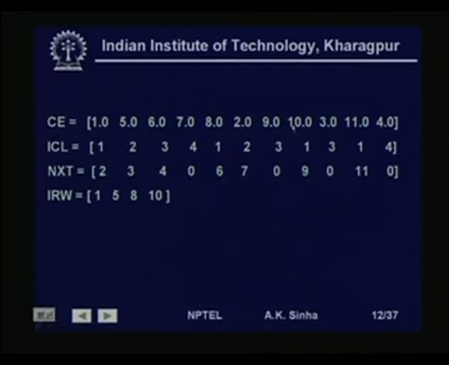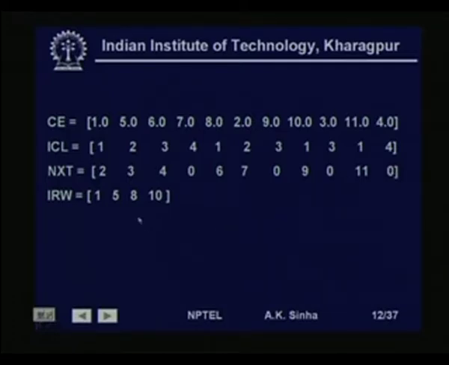Then again we start with the third row, and we have the next element at position number 9 for this, and then after this 3 we do not have any element. So, the next here is indicated by a 0, and so the next row starts, this is the 4 element, and the next element here is in position 11 as indicated by the NXT for this, and this is the 11th element, and again after this we do not have any element. So, that is indicated by null pointer 0.